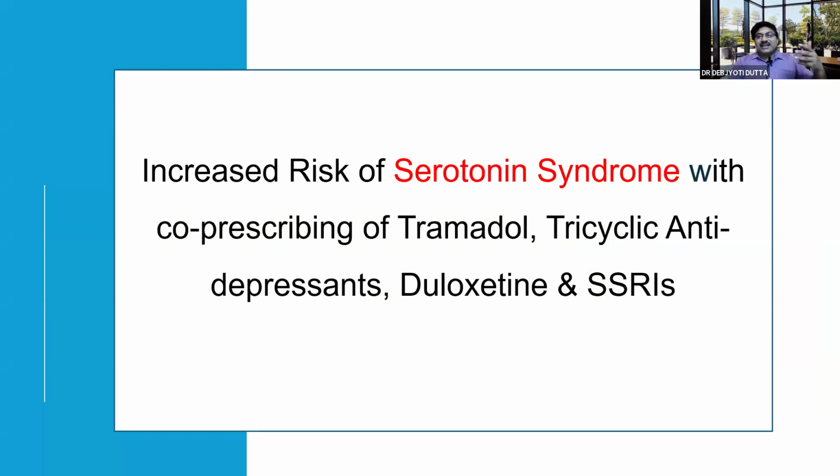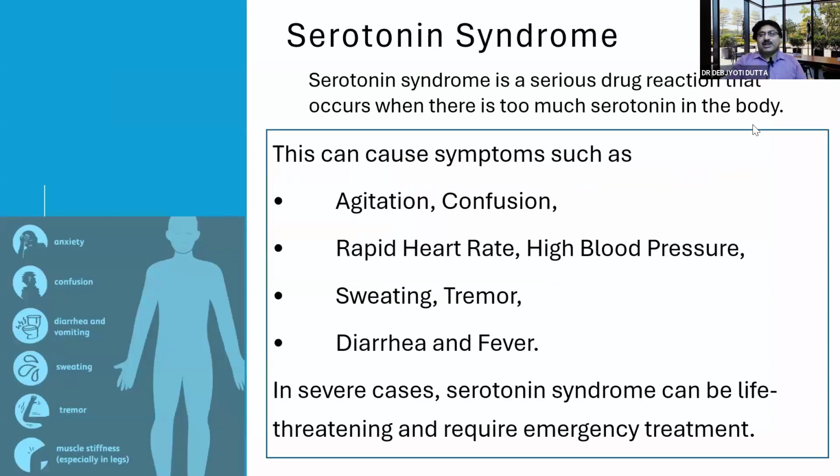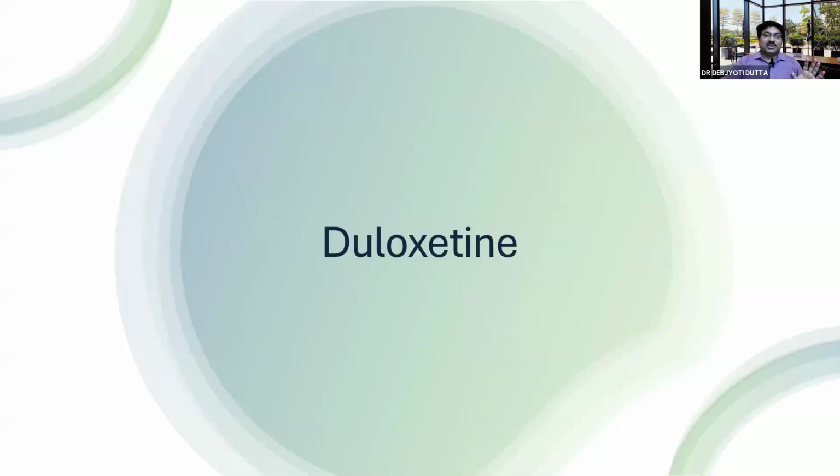If the SSRIs, SNRIs, and tramadol are given in combination, they can cause a large rise of serotonin in the descending pathway, which leads to a condition known as the serotonin syndrome, associated with agitation, confusion, rapid heart rate, increase in blood pressure, sweating, tremor, diarrhea, and fever. If we get this sort of patient, there is no specific management. You have to manage symptomatically, but what you have to do is immediately stop those drugs. That is very, very important.